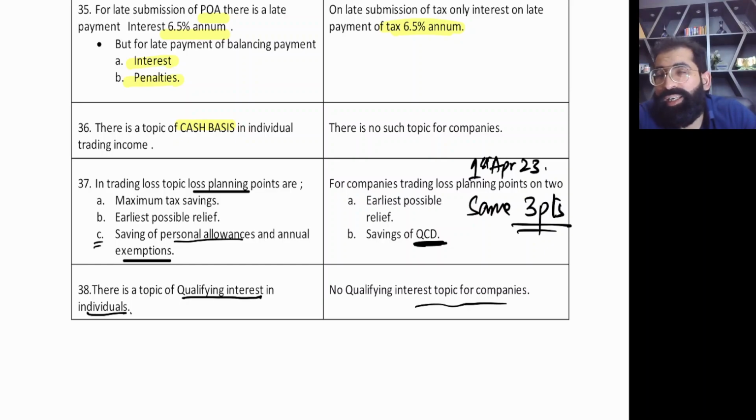These are all risk management techniques. Mocks are available on the ACCA website as well, the pre-mock. That is also very good.